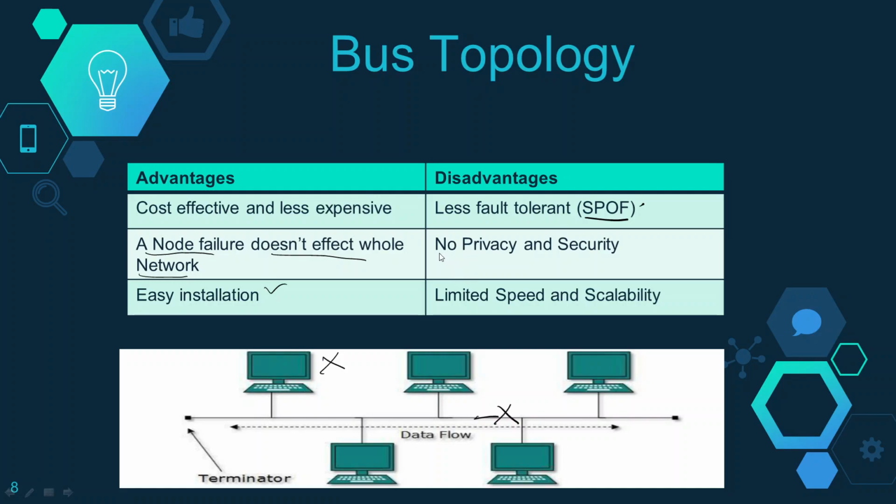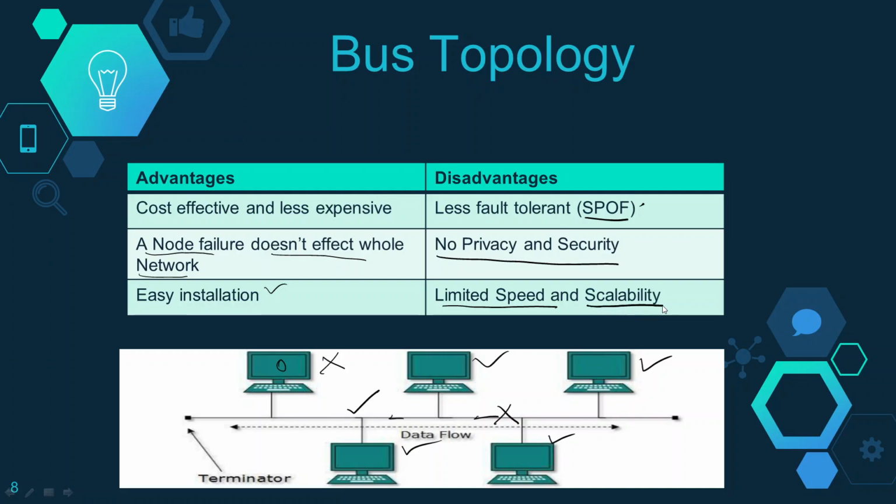Another disadvantage is that there is no privacy or security. What that means is that when one computer sends data to another computer, it is received by all the nodes. So there is less security and less privacy. Again, there is limited speed because we have a single line, and when there are many computers attached to this line, they all are dependent on this single backbone. So we have very limited speed that is dependent upon this one single cable.